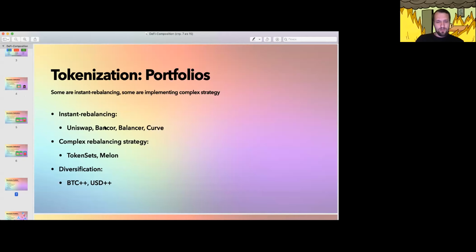So the oldest one of these projects is Bancor. The next one was Uniswap, then Curve, and the latest one is Balancer. So yeah, and there are also projects where the rebalancing strategy or swap strategy is quite difficult to understand. It is not a common strategy. They have different configurable strategies. You can configure your own. These projects are TokenSets, Melon.